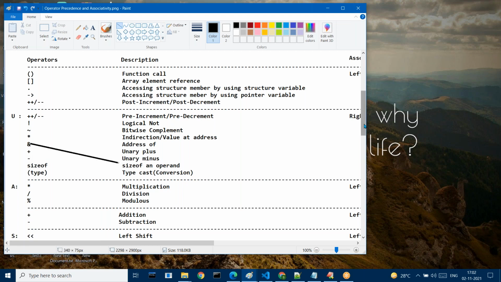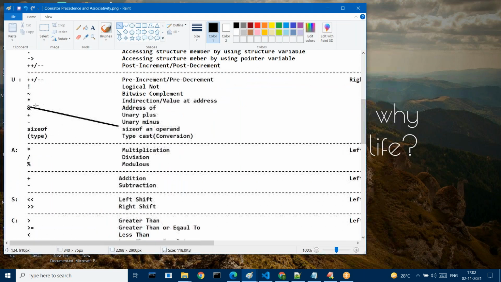Next, after that, one vital unary operator we missed, that is called typecasting. So today we are going to learn this one, typecasting.